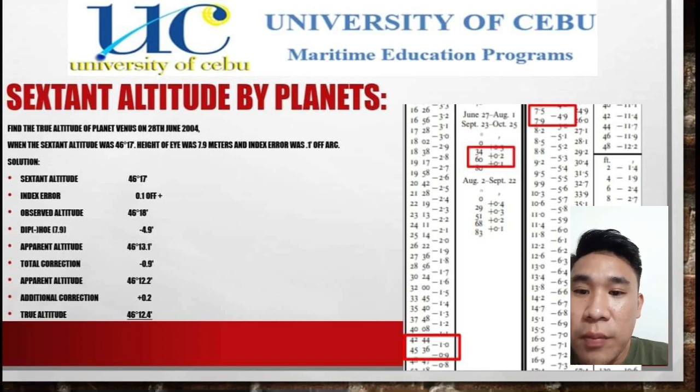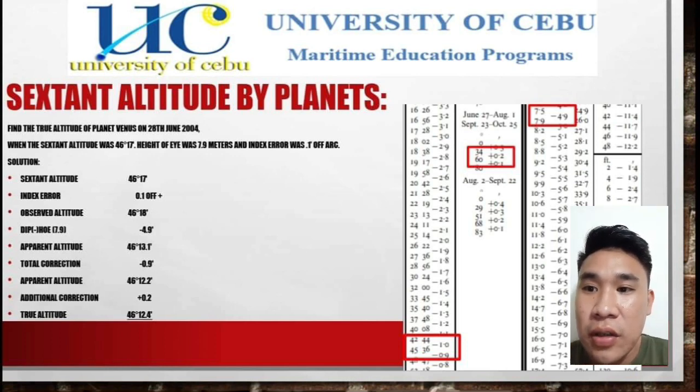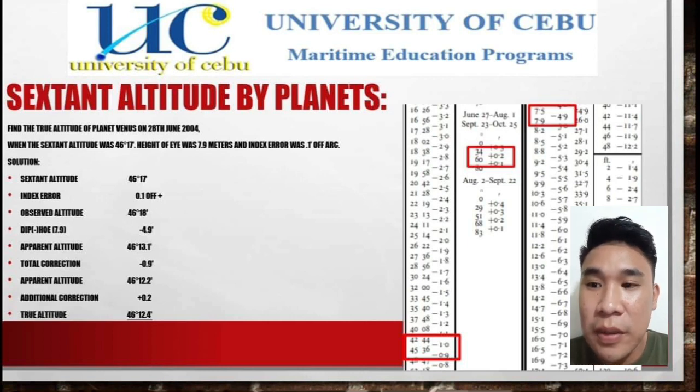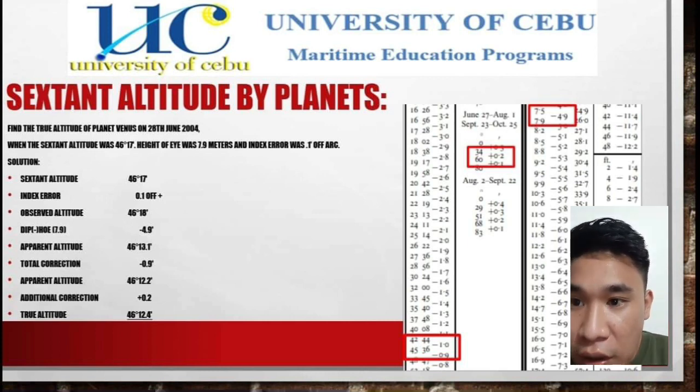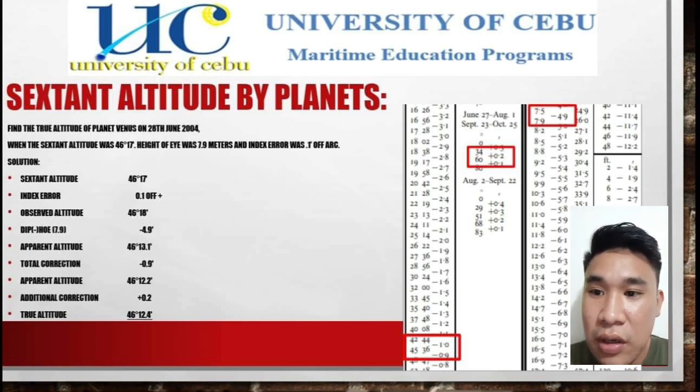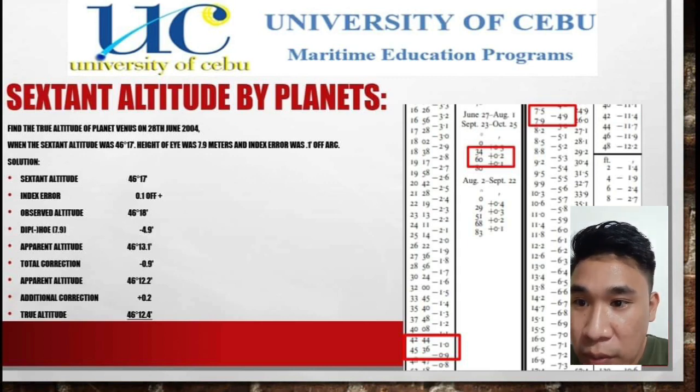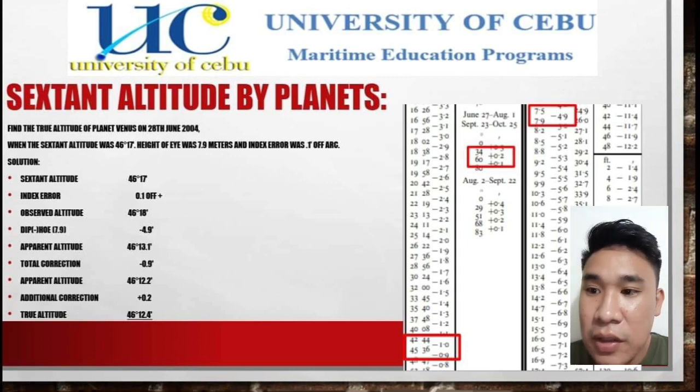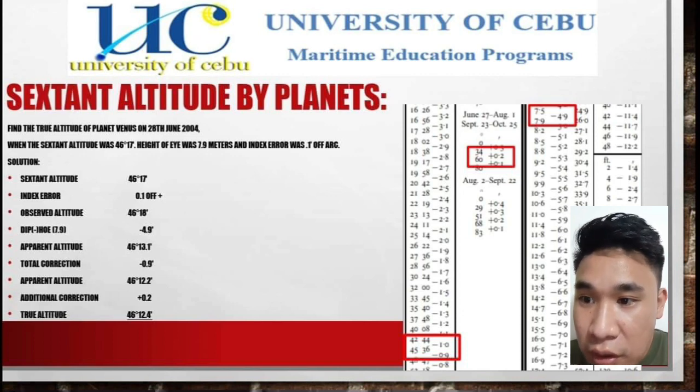Find the true altitude of planet Venus on 20th June 2004 when the sextant altitude was 46 degrees 17 minutes. Height of eye was 7.0 meters and index error was 0.1 degree of arc. Solution: sextant altitude is 48 degrees 17 minutes and the index error is plus 0.1, so the observed altitude is 48 degrees 18 minutes.